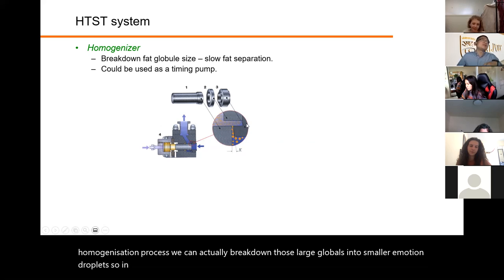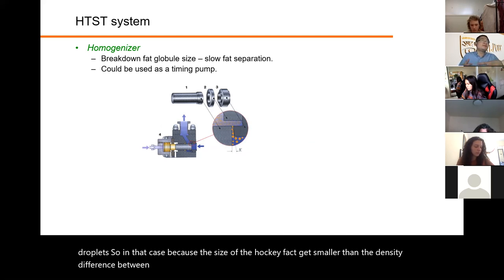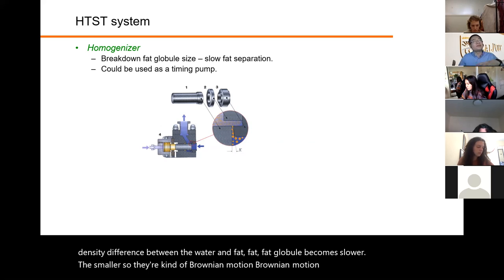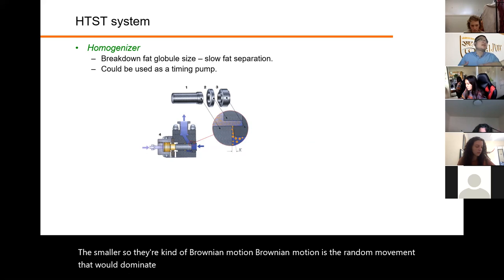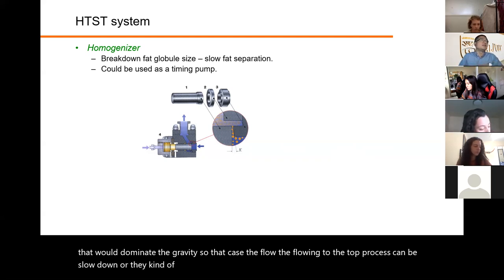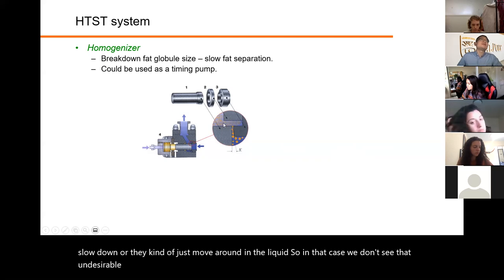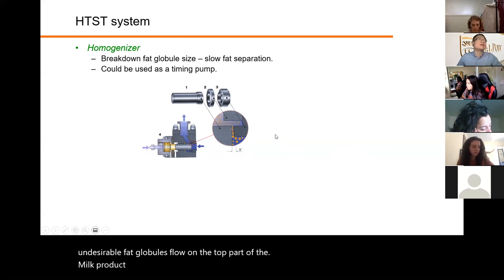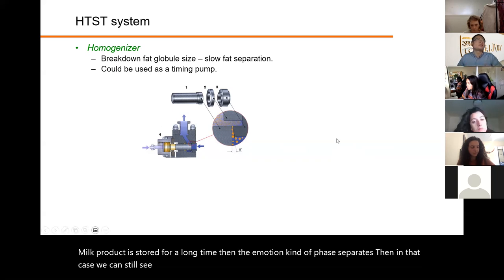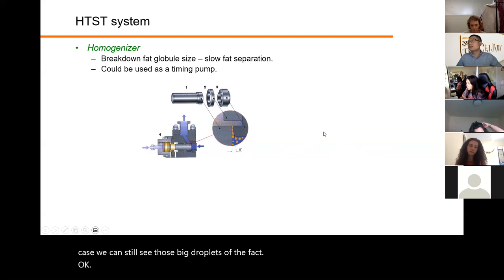After our homogenization process, we can break down those large globules into smaller emulsion droplets. Because the size of the fat gets smaller, the density difference between the water and the fat globule becomes smaller, so the random Brownian motion will dominate over gravity. In that case, the floating to the top can be slowed down, and the droplets just move around in the liquid, so we don't see undesirable fat globules floating on top. But when the milk product is stored for a long time, the emulsion phase separates, and then we can still see big droplets of fat. Any questions about the homogenizer? Okay.